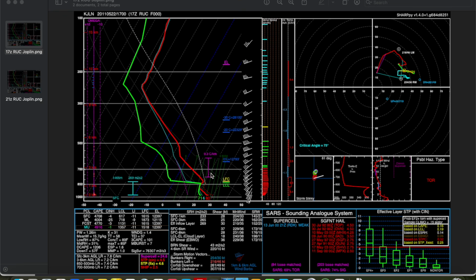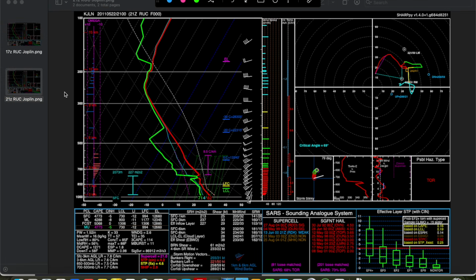Now back to the capping inversion here. Notice our cap's still in place here at 17Z, and notice what happens by 21Z. That cap has been lifted and cooled, and we've talked about this in previous videos. This is how you erode the cap. When you have forcing from various mesoscale boundaries, a trough coming in, that cap is going to get lifted up in the atmosphere and cooled, and that's how you erode the cap. And by 21Z, we were fully eroded here.